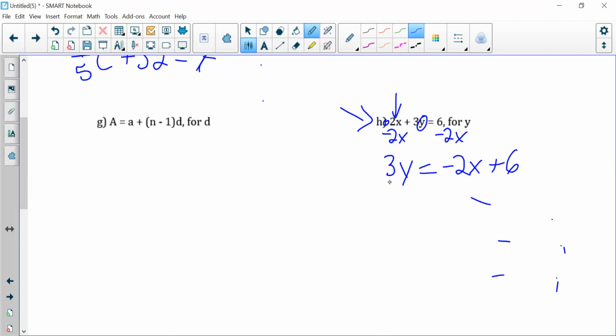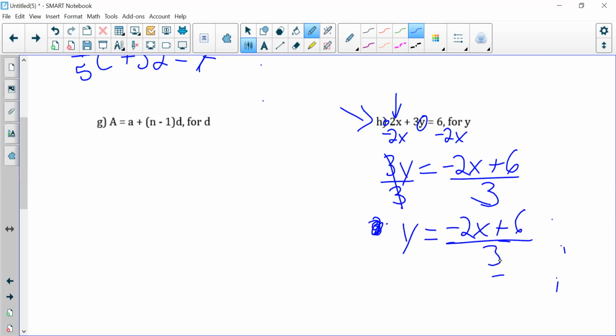And then I still want y by itself, so 3 is being multiplied. So we're going to divide both sides by 3. What am I doing? I just got rid of my 3s. I get y equals negative 2x plus 6 over 3.